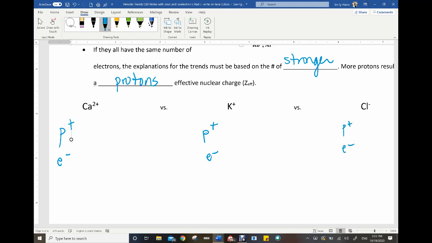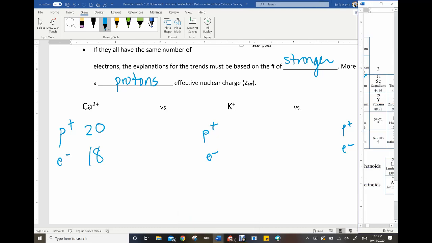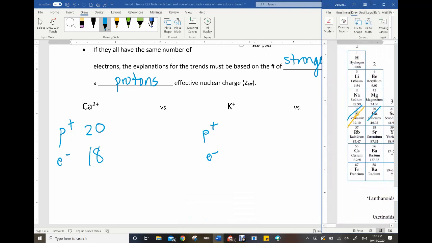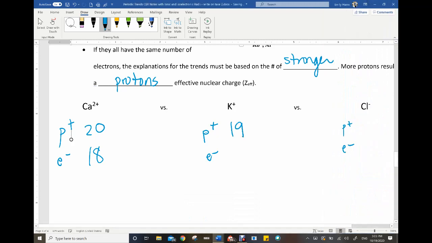If we look on our periodic table, calcium has an atomic number of 20, which means that it has 20 protons. Now, if it's 2+, that means that it has lost 2 electrons. So instead of 20, it will have gone down to 18. If I go and look at potassium, pull that up on our periodic table, potassium has an atomic number of 19. So it initially starts off with 19 protons. It has lost one electron, so it will have 18 electrons.